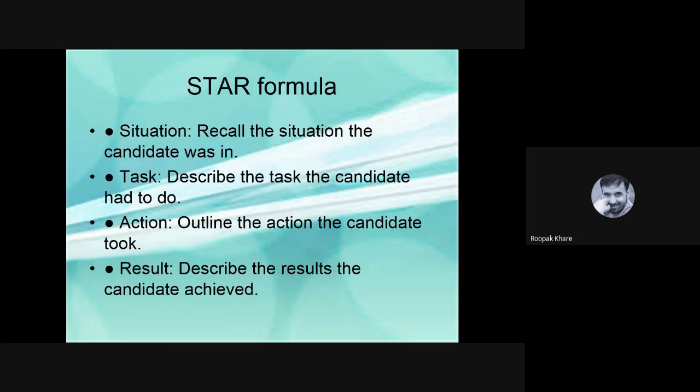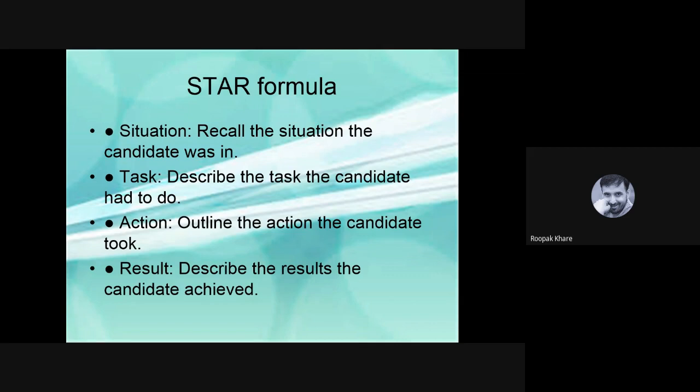Now, what is the STAR formula? I mentioned STAR. The STAR formula is very easy. S stands for situation. Recall the situation the candidate was in, any problem or circumstances that you came across. Two, task. Describe the task the candidate had to do, whatever work in that situation you were supposed to do. What was the target you were supposed to achieve? Then action. What did you do? Outline the action the candidate took. And then the result. What came out? What was the final outcome of the action that you took? Right? So that is the STAR formula.